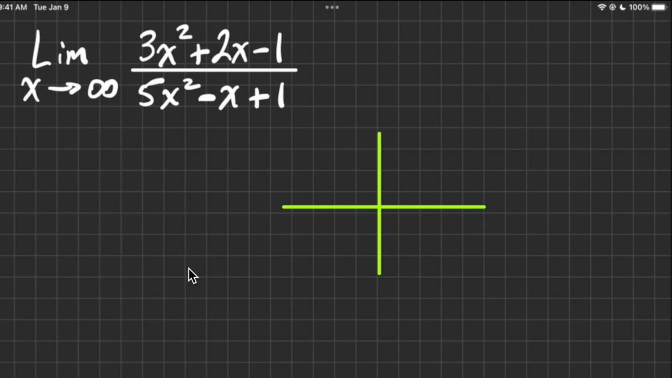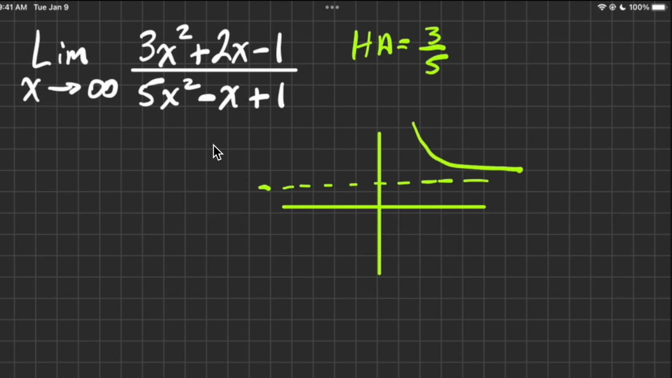Finally, we have the current scenario where the degree of the numerator matches that of the denominator, and in that case, it's the leading coefficient ratio. So here, our horizontal asymptote is going to be 3 over 5, and if our horizontal asymptote is 3/5 right here, then this function, as x approaches infinity, is going to approach 3 over 5.